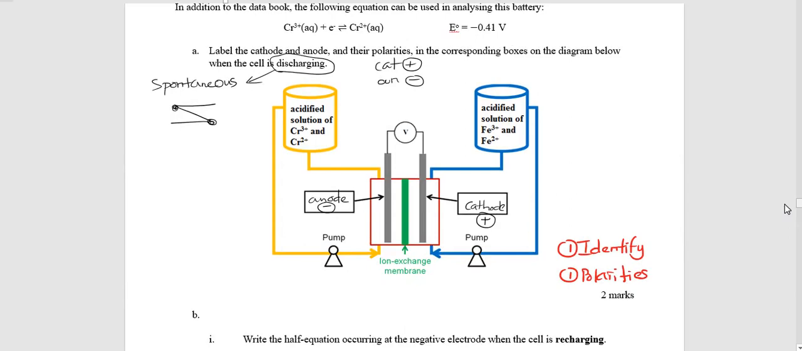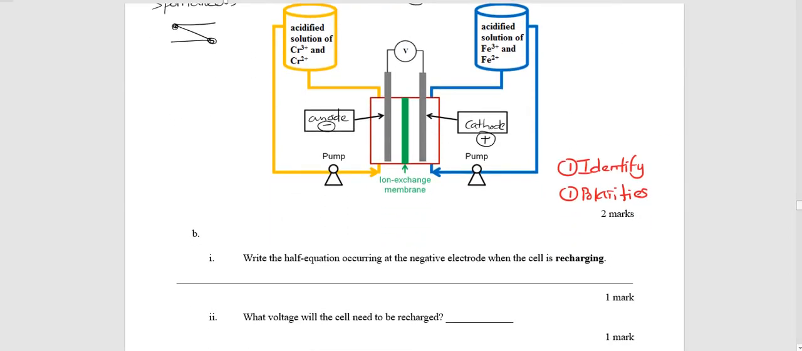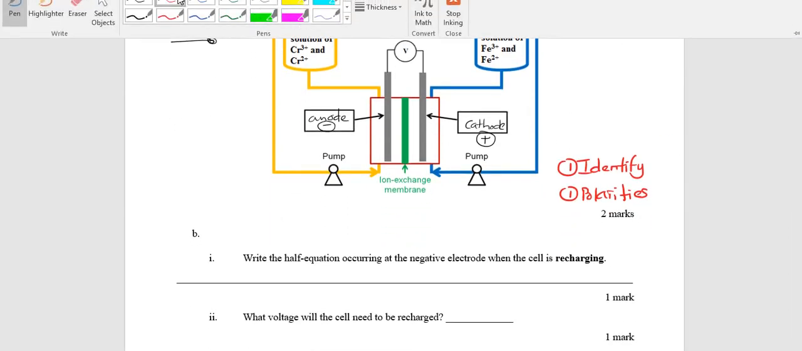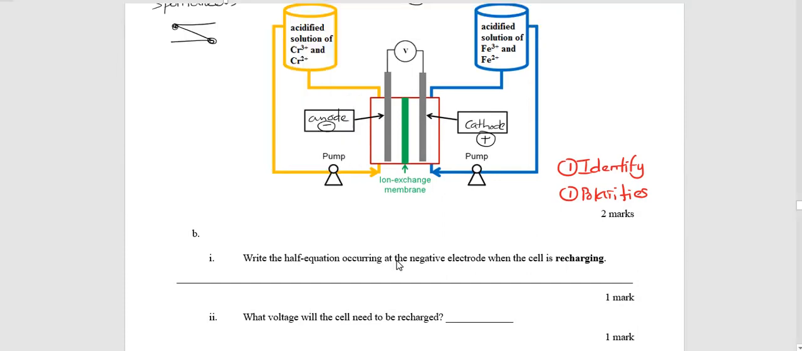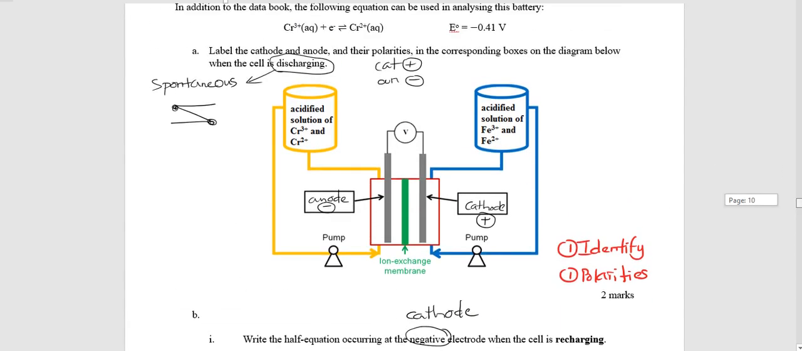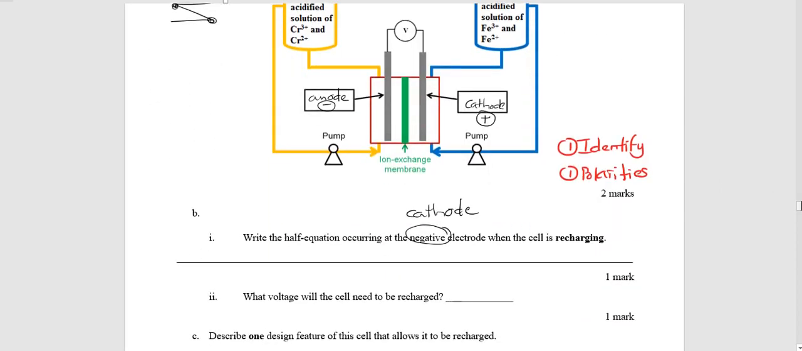Write the half equation occurring at the negative electrode when the cell is recharging. Now, when the cell is recharged, the negative electrode during recharge is the cathode. So I am after a reduction reaction here. And the cathode of recharge is the reverse of the anode of discharge. This is one of those questions where if you get the first part wrong, that can have a very big effect on subsequent parts.